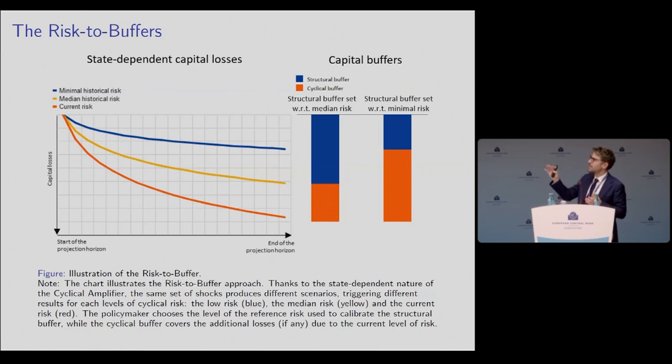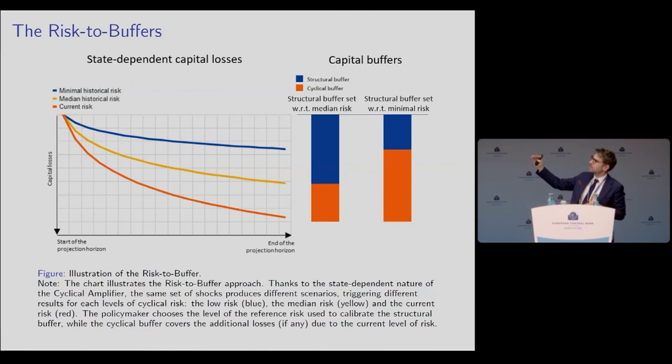So we have, on the left-hand side, the evolution of the capital losses in our stress test model. Let's think that we had our macroeconomic scenario with different risk levels, different severity. Again, the higher the risk, the higher the severity of the scenario, obtained always using the same set of shocks. It is our nonlinear model that delivers this different severity. Then we use this severity in a stress test model, and we obtain different capital losses.